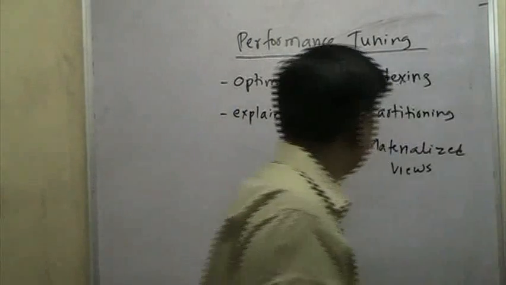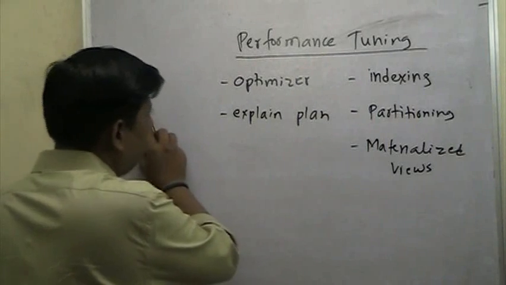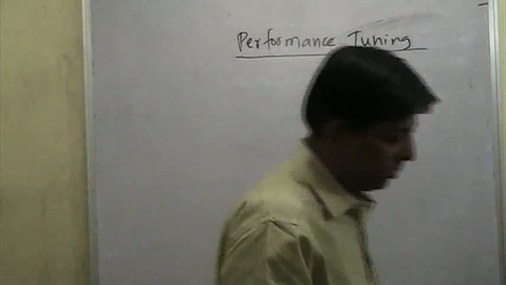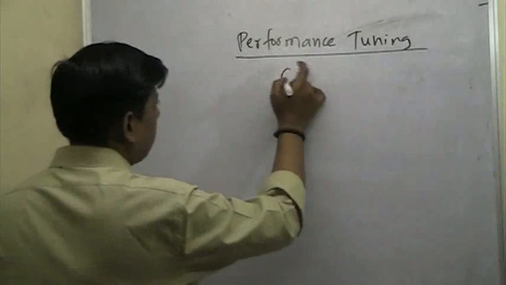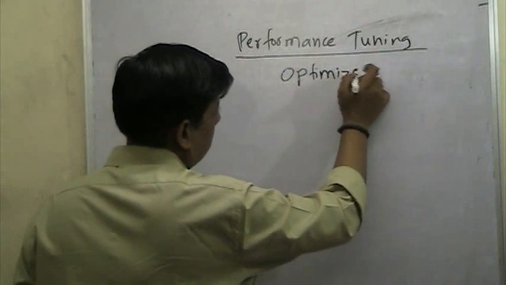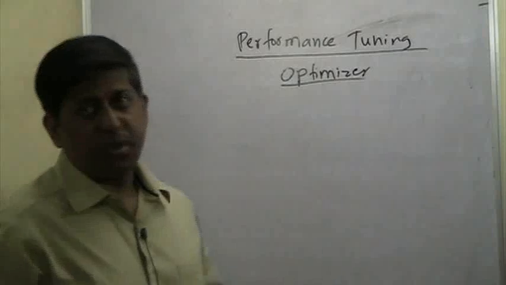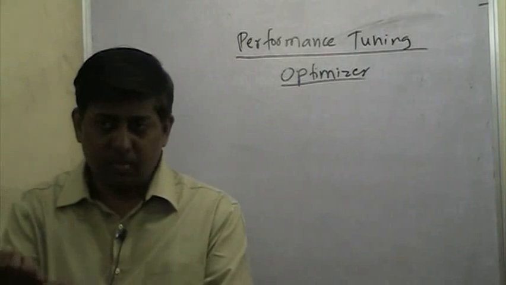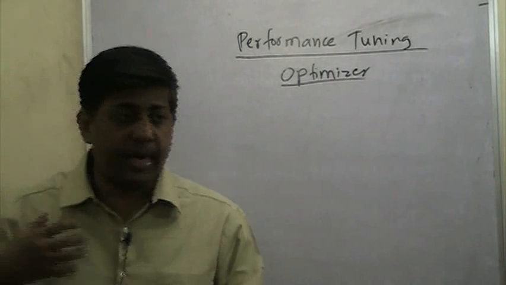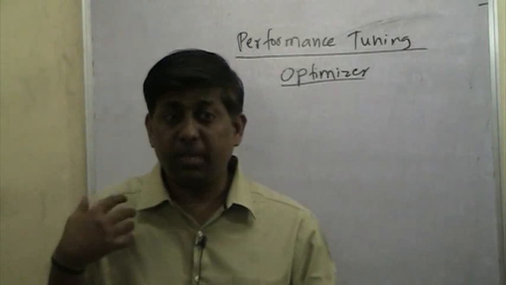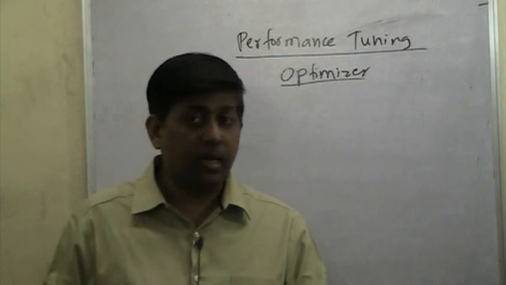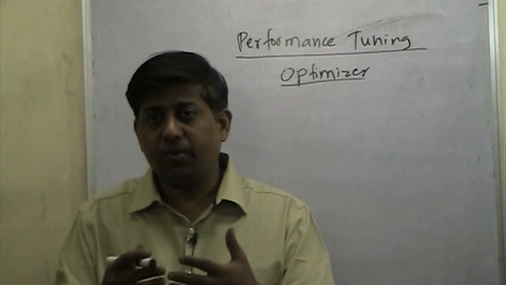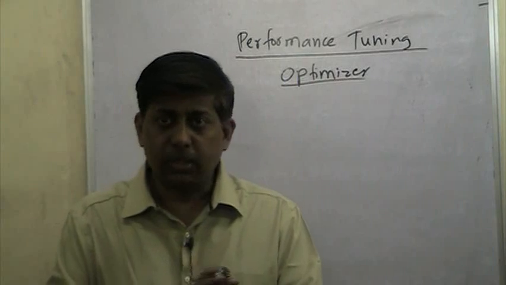So let us start with indexing now. Or I will start with the optimizer. Okay, I'll start with the optimizer first, because now, what is an optimizer? Optimizer is an algorithm or a set of algorithms that Oracle has created over the period of so many years, I would say many decades now, and they have been fine-tuning those mechanisms so that we can execute a specific query in a much faster way. Execute a query in a faster way.